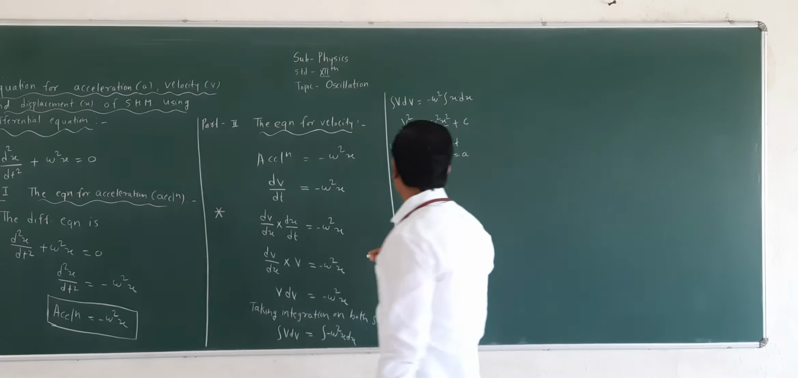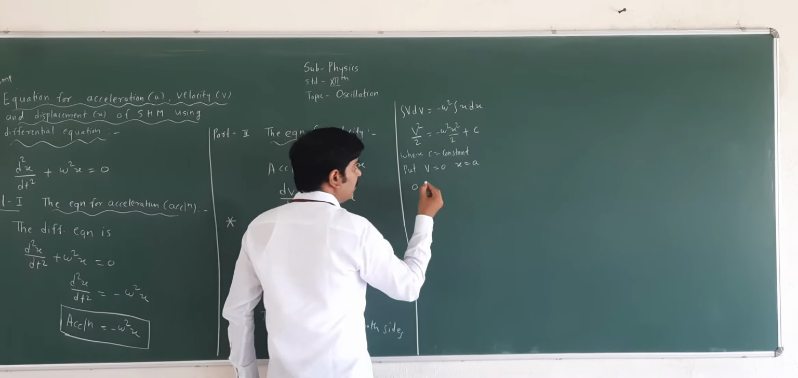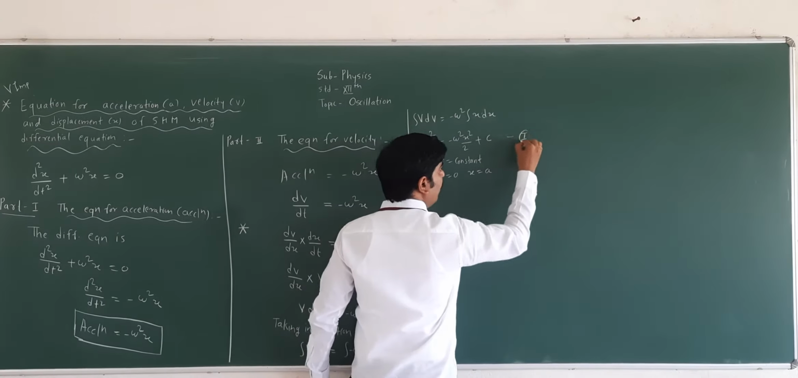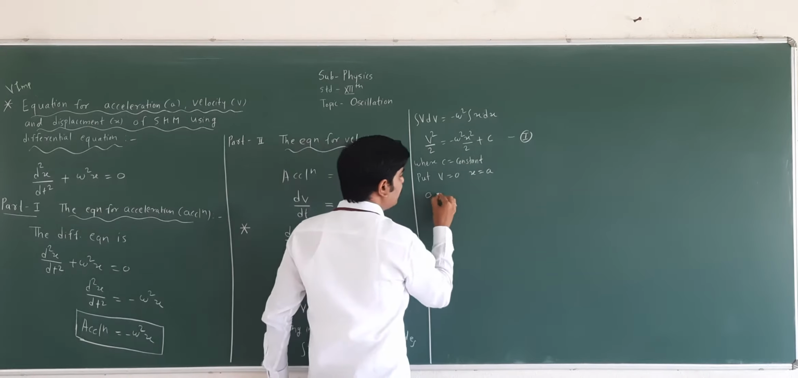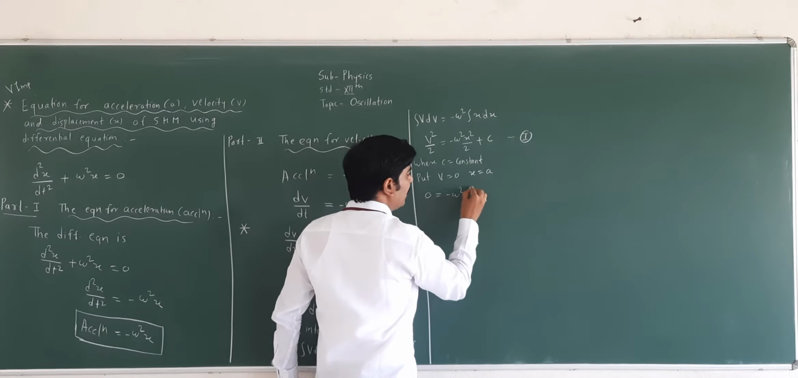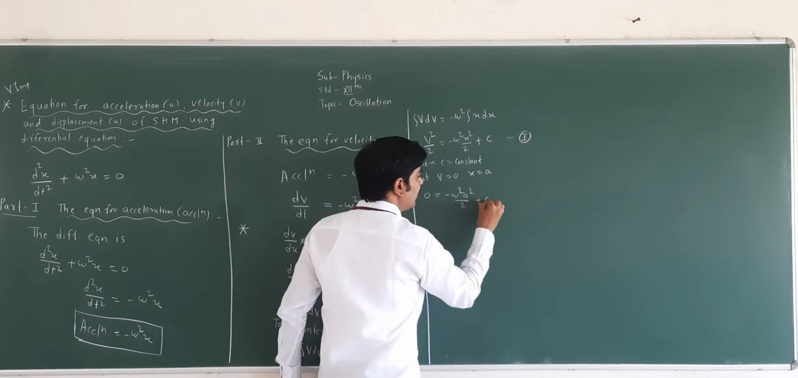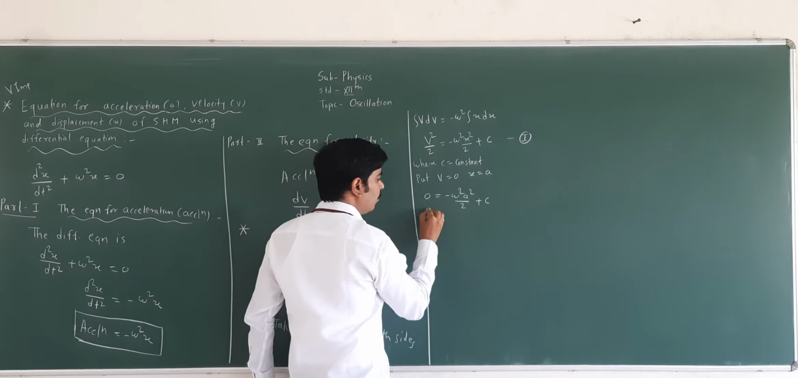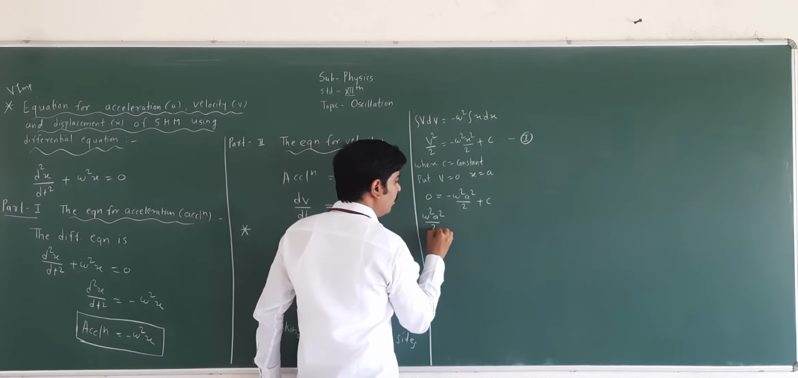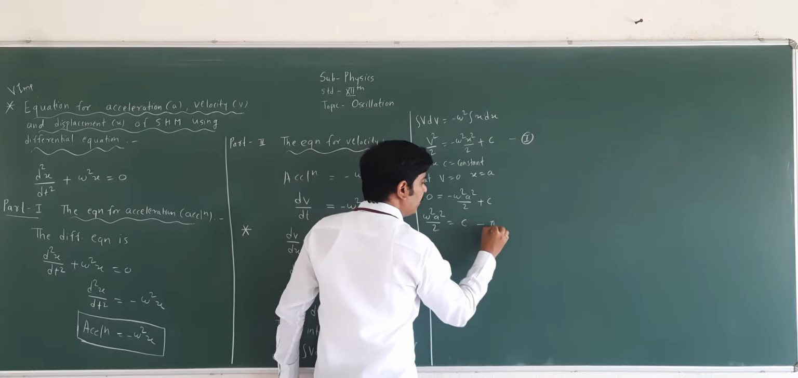So the equation will become 0. So this will be my equation number 1. So 0 is equal to minus omega square a square by 2 plus c. So this minus will become plus. So omega square a square by 2 is equal to c. Equation number 2.